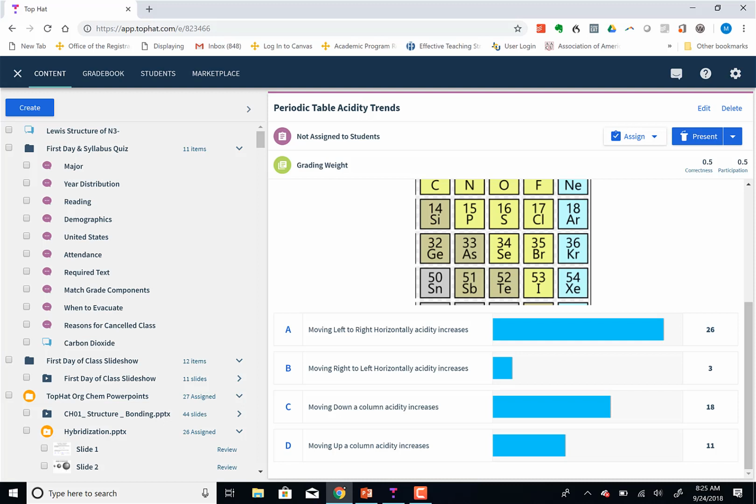And obviously there's two sets of questions, so one of the first two has to be correct and one of the second two has to be correct. So, looks like we have a majority of people saying moving left to right horizontally, the acidity increases. But then we have a little more than 50% saying moving down the column has the acidity increase.